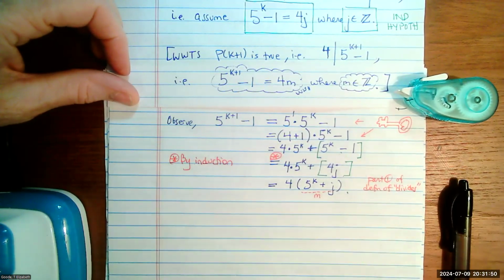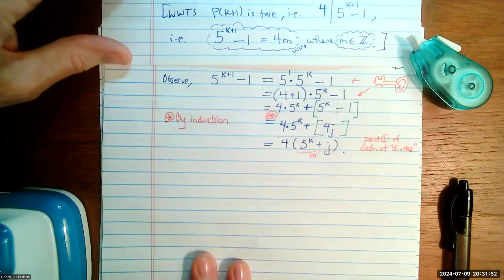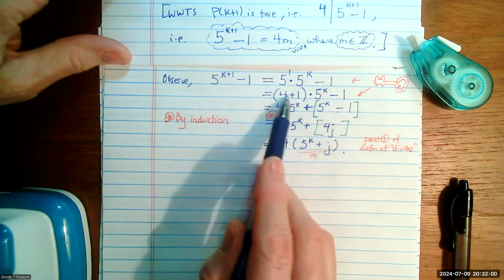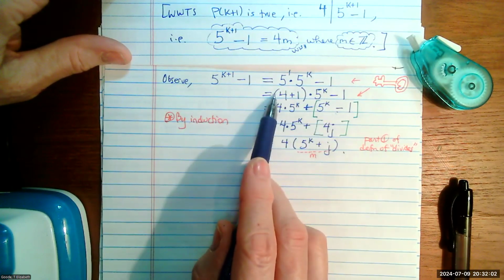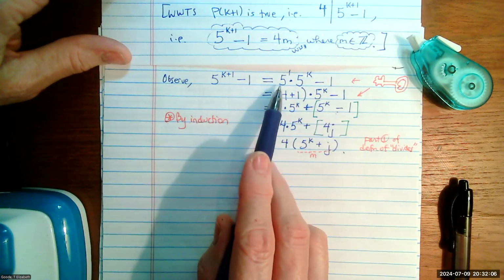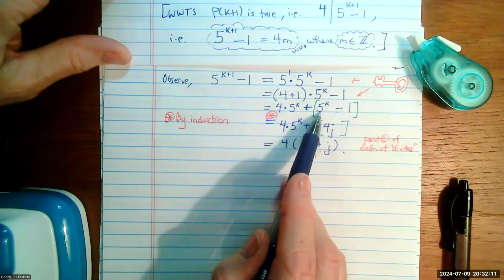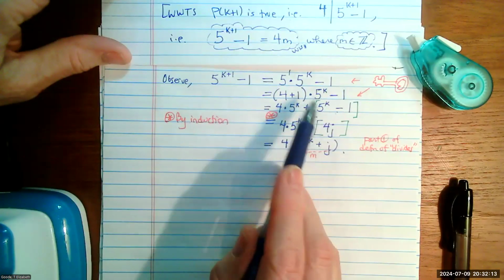That's our multiplier. I have a question. Yeah, Sophie, hey. So, before the induction step, how did you open up the brackets? How did you use 4 plus 1 to multiply?